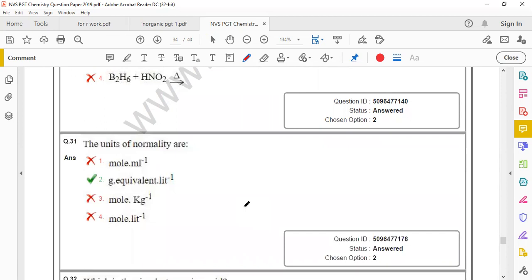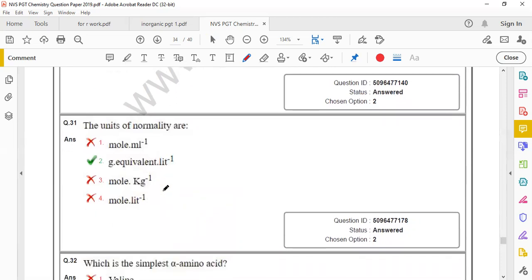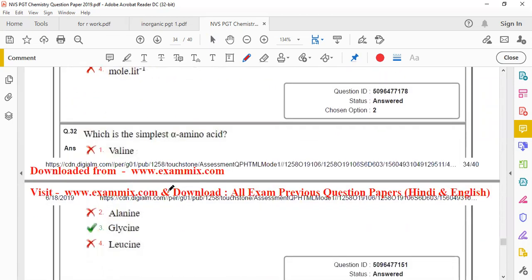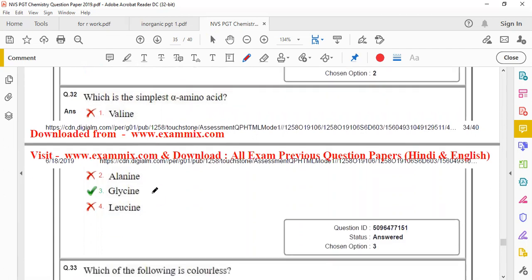Next question is, the unit of normality is. Normality unit is gram equivalent per liter. Gram equivalent per liter is the unit of normality. Next question is, which is the simplest alpha amino acid? The simplest alpha amino acid is glycine.